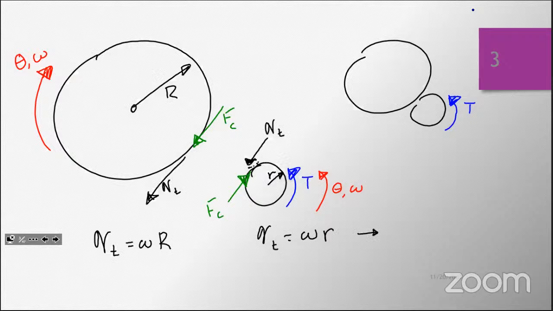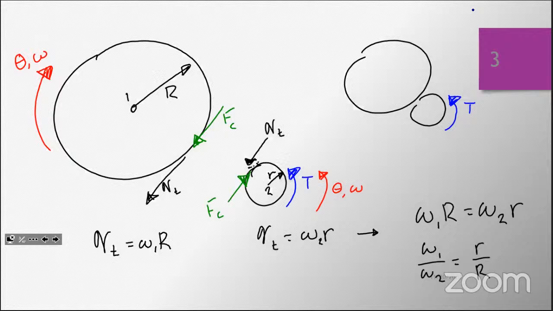And so I'll call this one 1 and this one 2, just so we have them numbered. If I set these equal, I get omega 1 times big R is equal to omega 2 times little r. And essentially, I've come up with the gear ratio at this point, because I can say omega 1 over omega 2 is equal to little r over big R. I can isolate both of those variables. Now, either of these is known as the gear ratio.